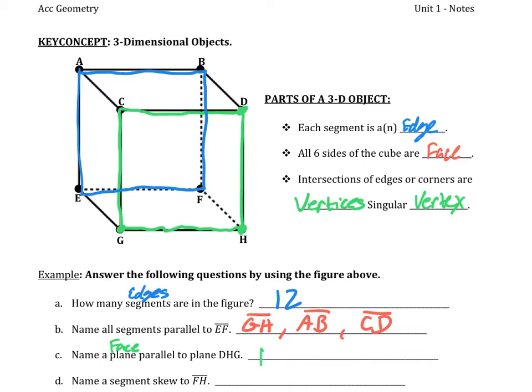So our parallel plane, we can name it plane, don't forget to use that word, and then pick any 3 points. So B, F, E are the 3 that I'm going to pick.